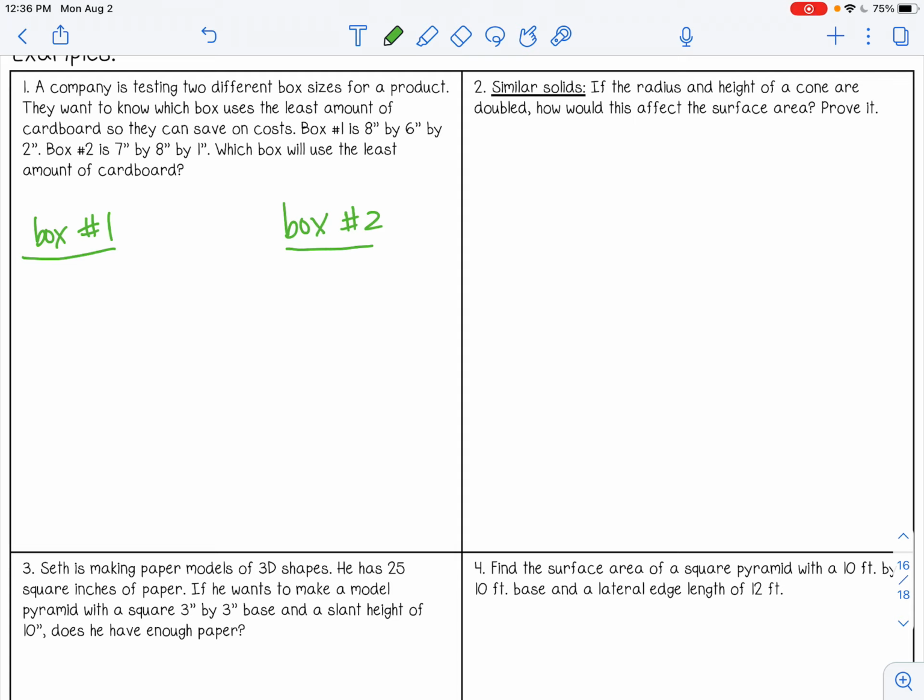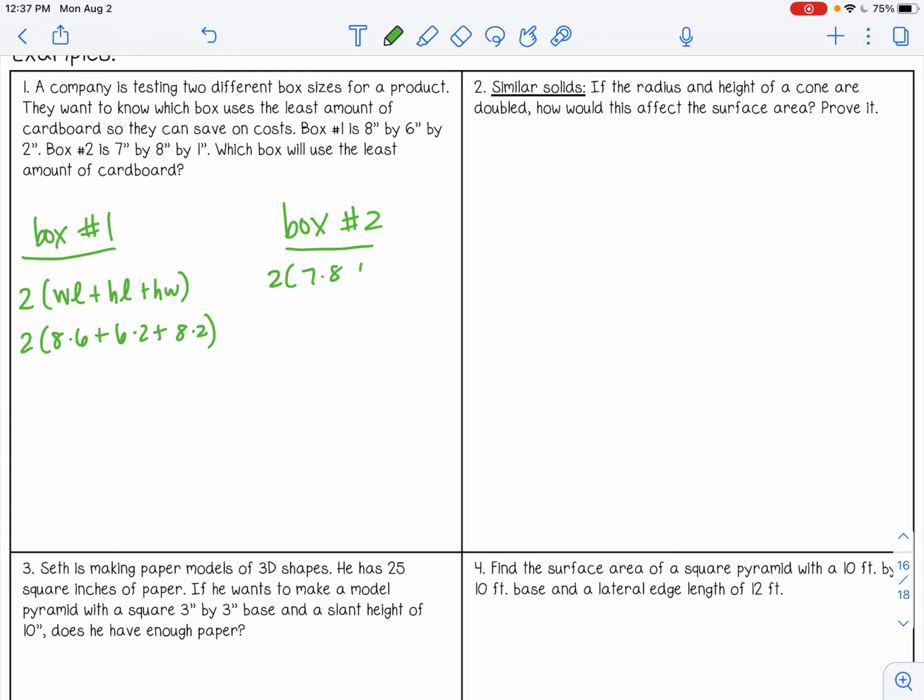All right, the formula is, and remember, it really doesn't matter which you label as length, width, height, as long as you multiply each one by the other. So I'm just going to say 8 times 6 plus 6 times 2 plus 8 times 2. All right, and then I'm going to do the same thing for box number 2.